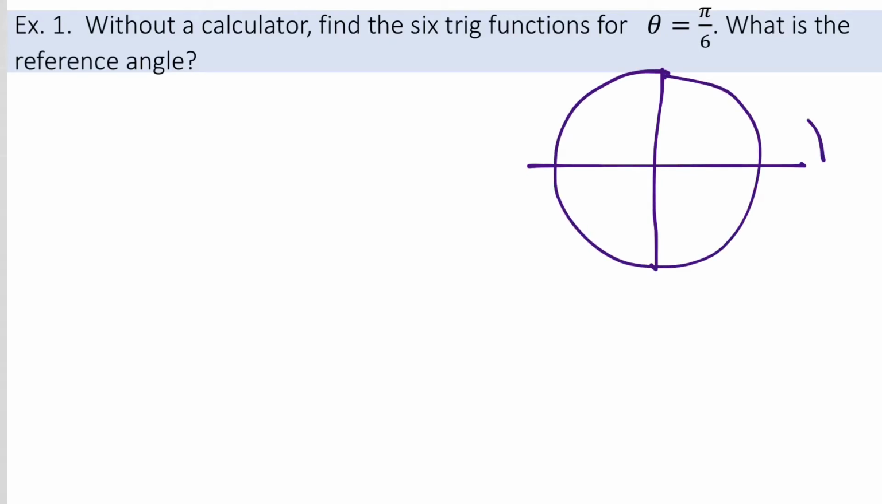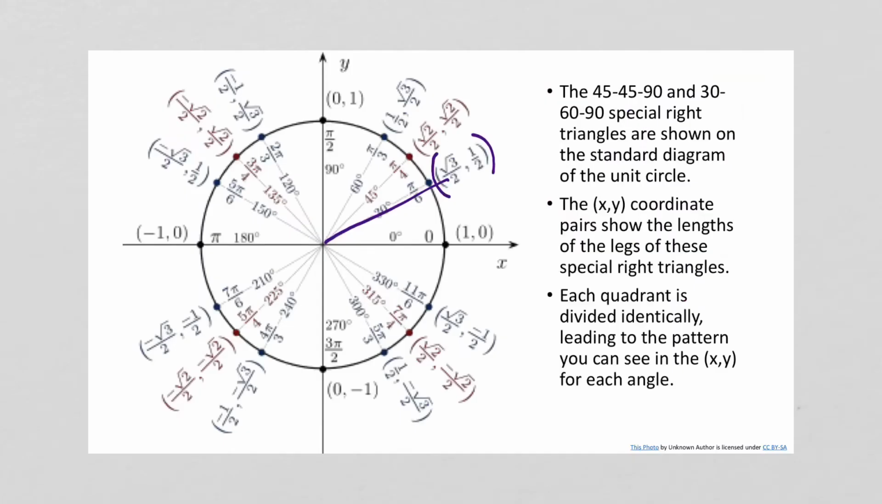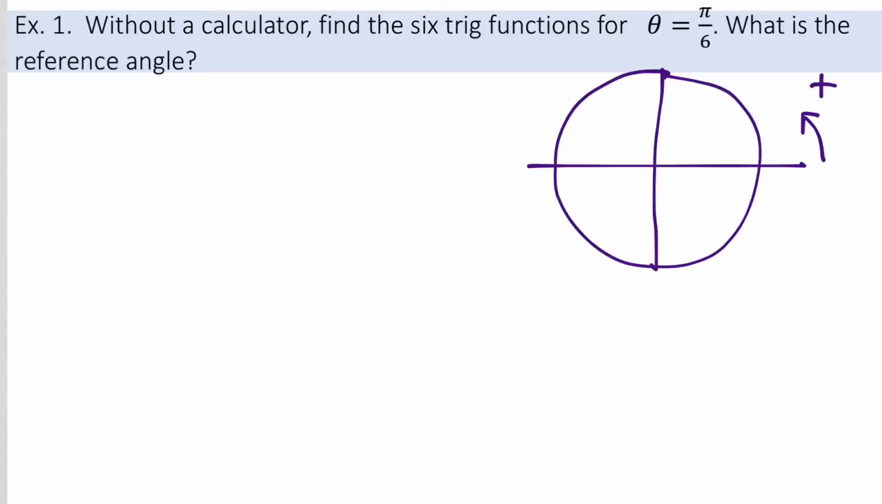All right, so this is a positive angle, so we're rotating in this direction. If I look back at the unit circle here, this angle right here is pi over 6, where the coordinates are root 3 over 2, 1/2. So the coordinates are root 3 over 2 and 1/2. All right, so this is your xy coordinate pair right here.